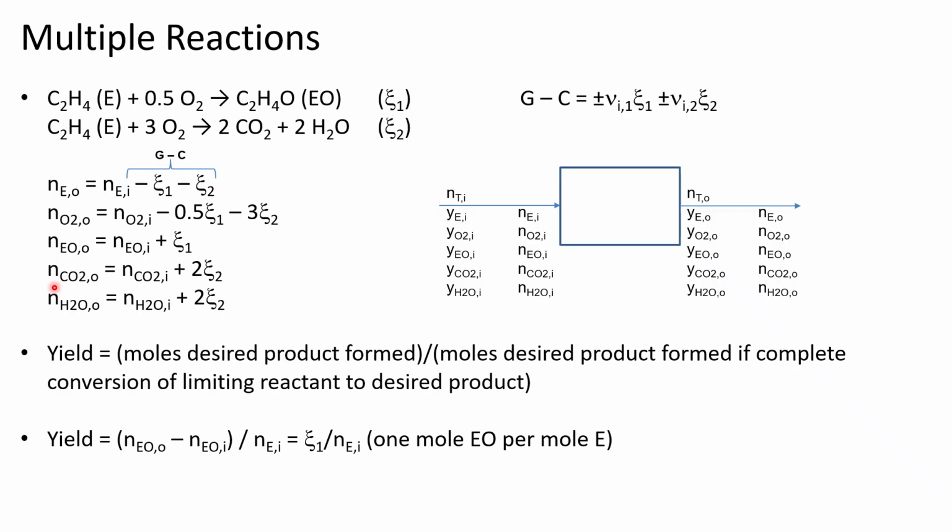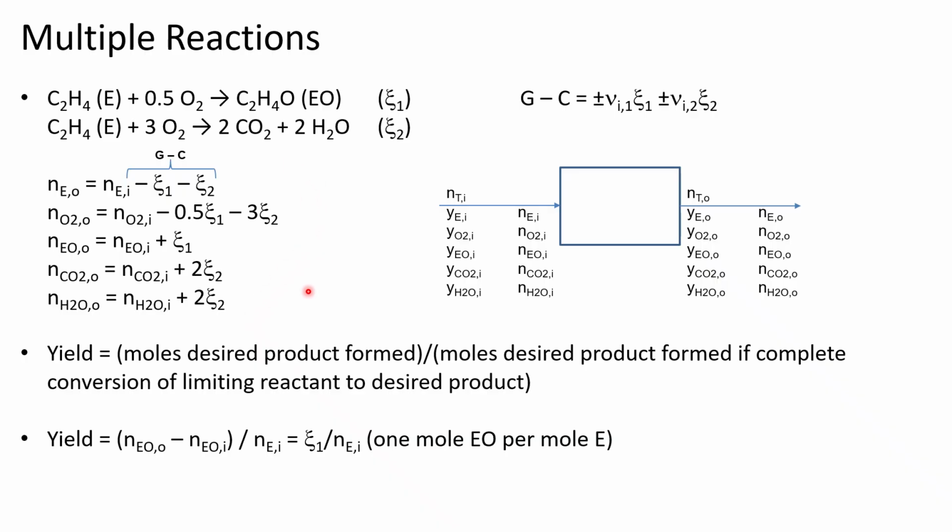We move on to CO2. CO2 out is equal to CO2 in. If we look at the first reaction, CO2 does not participate, so there's not a contribution from it. But it does appear in the second. It's a product, so we put a plus. The coefficient for CO2 in the second reaction is 2, and we'll multiply by the extent of the second reaction. We find the same thing for water: the water out is equal to the water in. There's no contribution from the first, but from the second, it's a product, so we'll put a plus. The coefficient is a 2, and we multiply by the extent of that reaction.